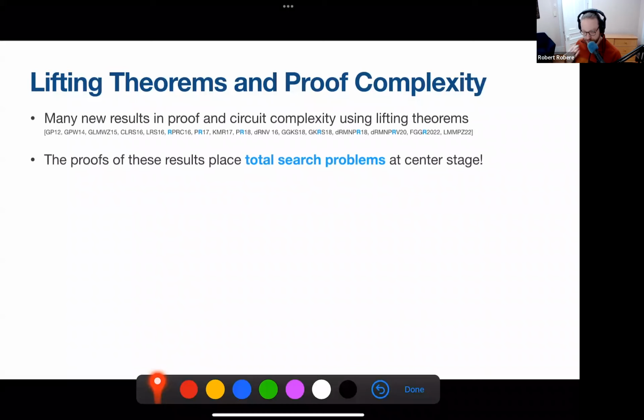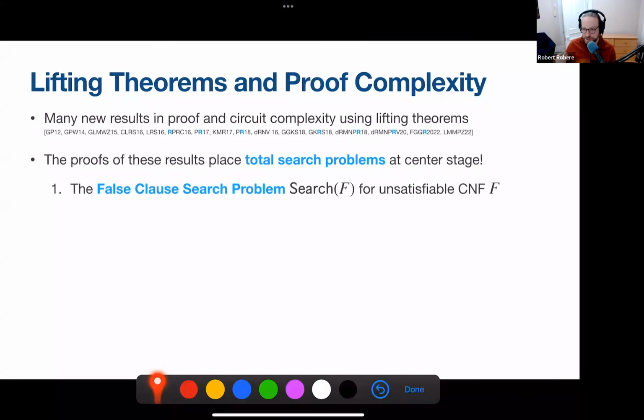And the proofs of all of these results in proof complexity and circuit complexity ultimately place total search problems at the center. In particular, in proof complexity, an important role turns out to be played by a total search problem associated with refutation. This is the false clause search problem. This was mentioned by Sam in his talk yesterday afternoon.